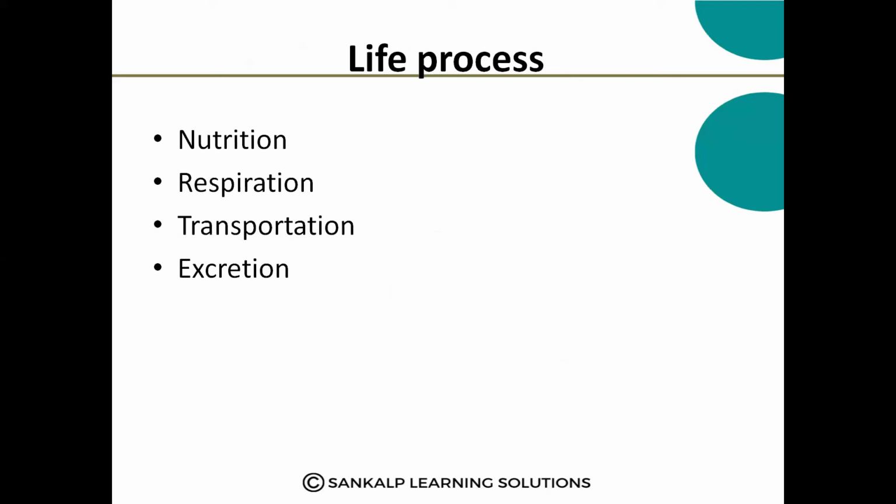Then which are the life processes? There are four main important life processes in living organisms. The first one is nutrition, then respiration, transportation, and excretion. So what do you mean by nutrition?